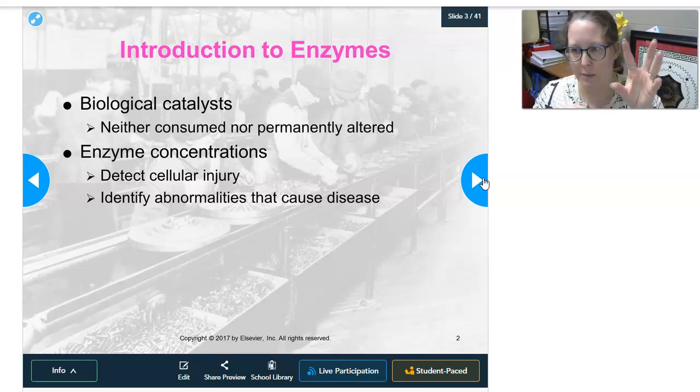They work on one substrate and create one product. And that's all they do, but they just do it over and over and over and over, as long as there's substrate present and product to be made.